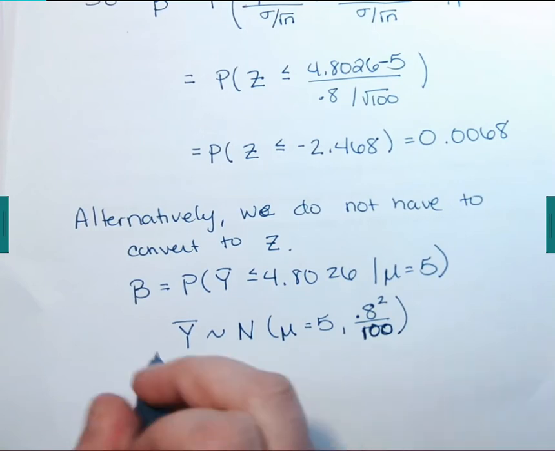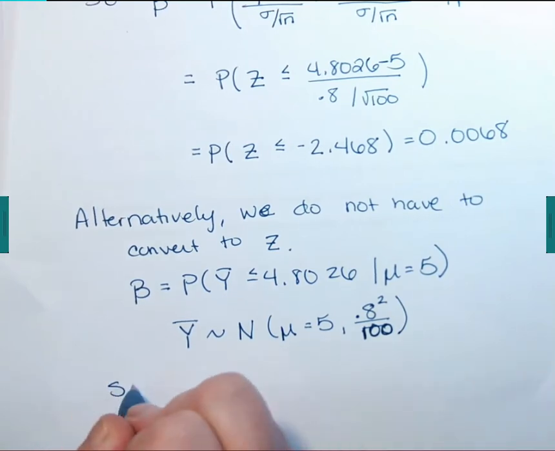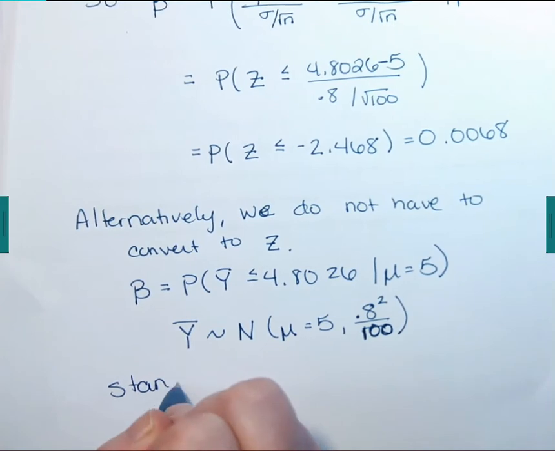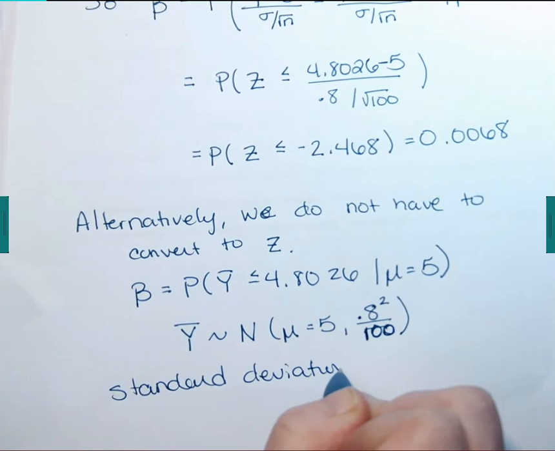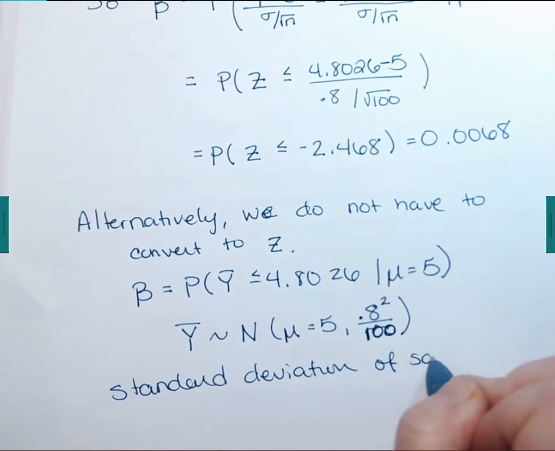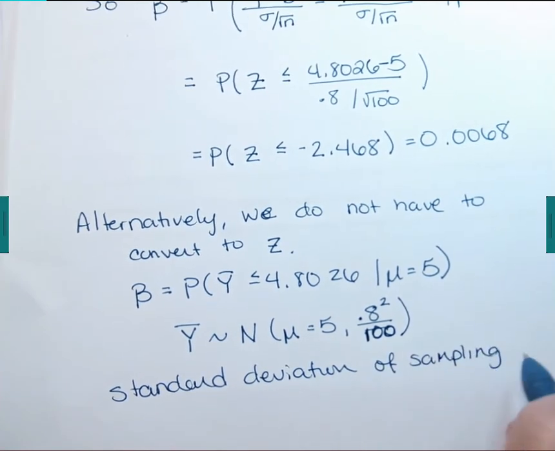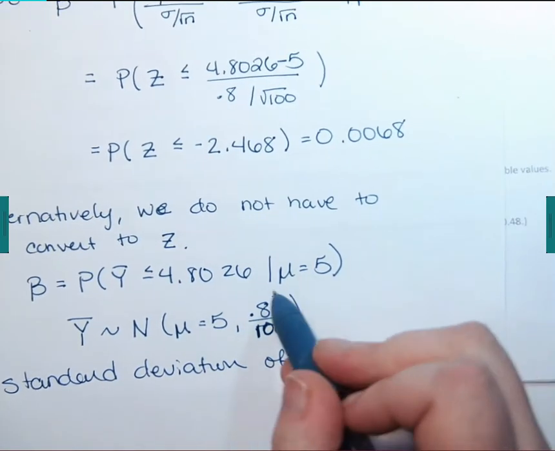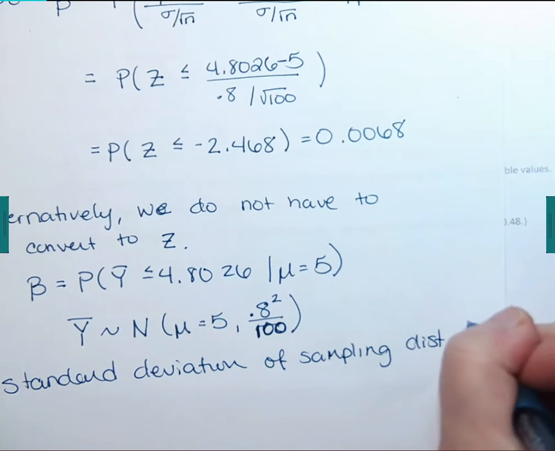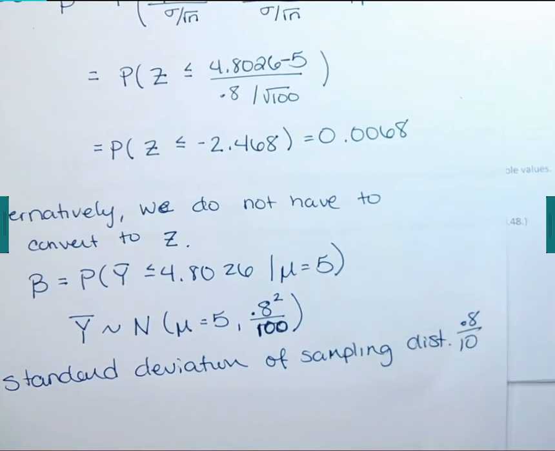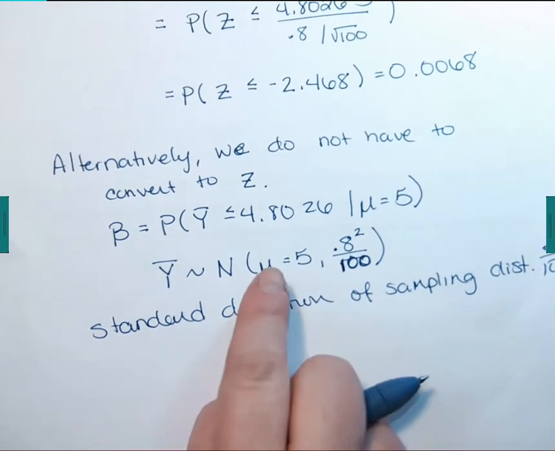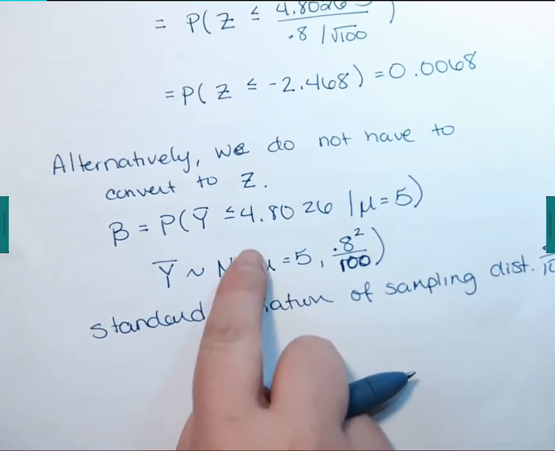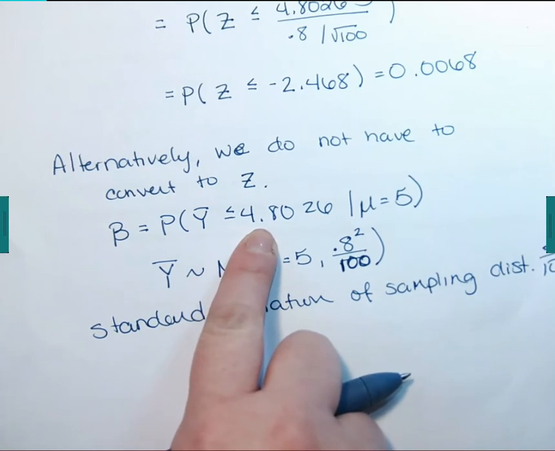Well, notice that the standard deviation of the sampling distribution is going to be the square root of the variance, or in other words, that will be 0.8 divided by 10. So what we can do is now directly find the probability that y bar is less than this value.